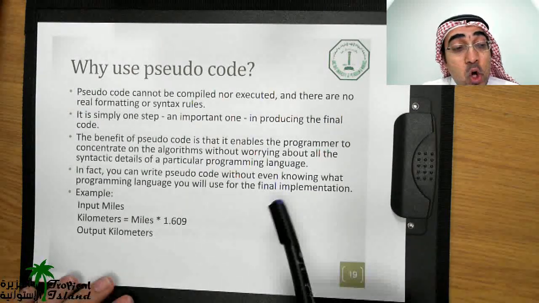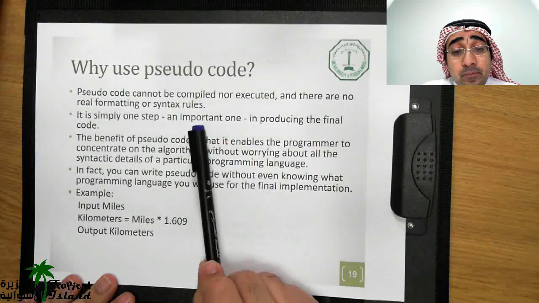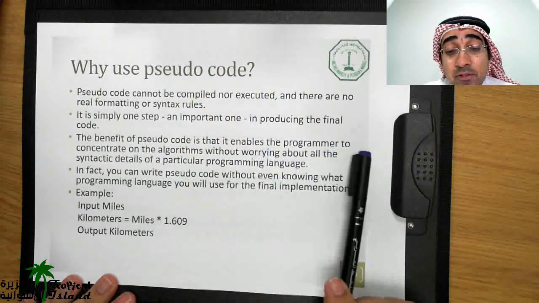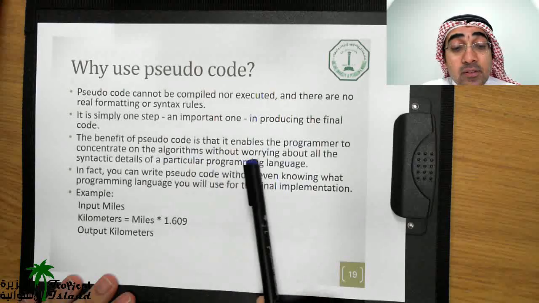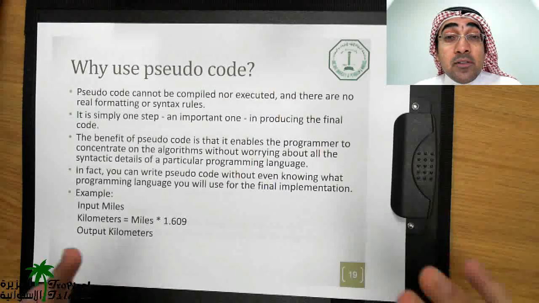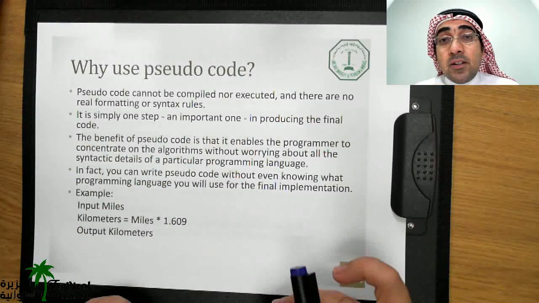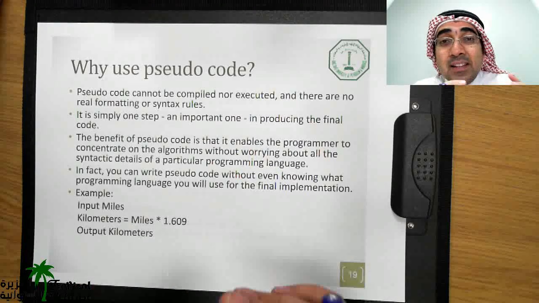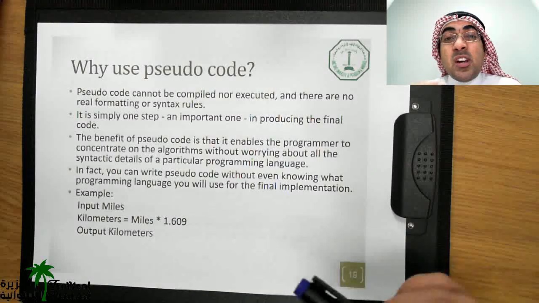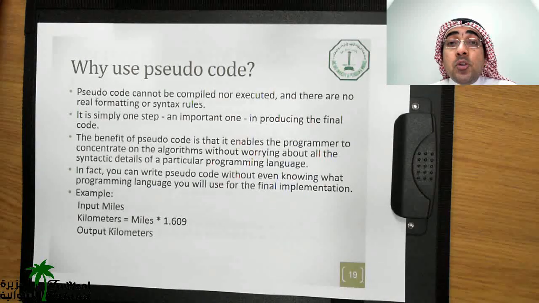So they made something called pseudocode. It is a simple, one step in producing a final code. The benefit of pseudocode is that it enables programmers to concentrate on the algorithm without worrying about the syntax details. When you're doing the algorithm, you want to concentrate on the problem. You don't care about the exact syntax of the code, you want to solve the problem. That is why when you discuss with people how to do this, you give them a pseudocode.